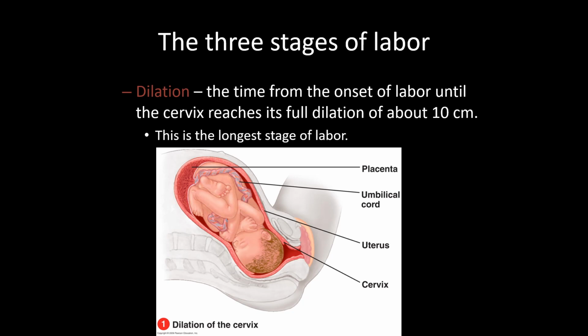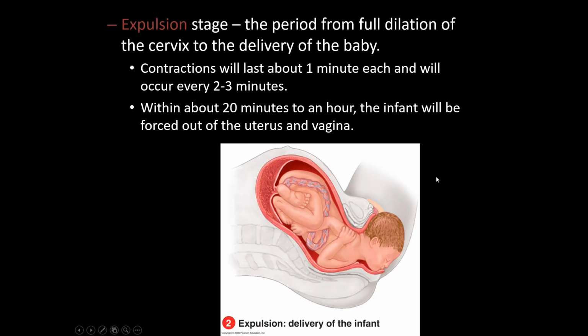The woman is having contractions during this period. The contractions are getting stronger and faster during this period, but she should not be actively pushing during this period. She is basically just preparing for labor during the dilation period. Next up, we have the push the baby out stage. This really needs to happen fairly quickly.